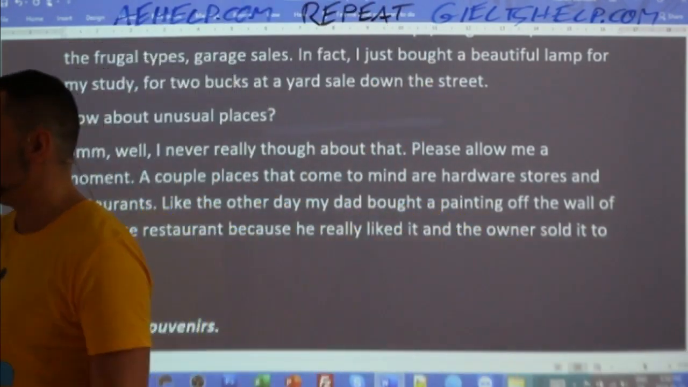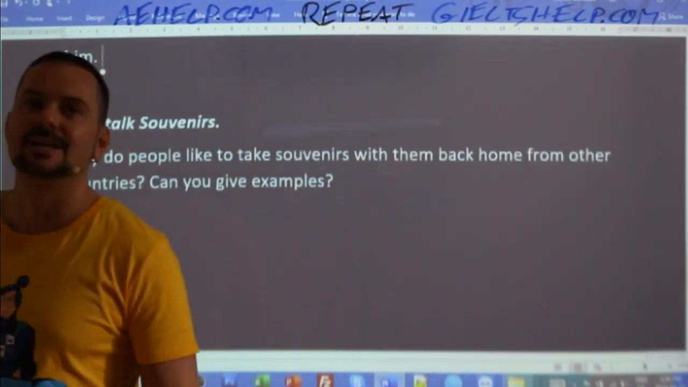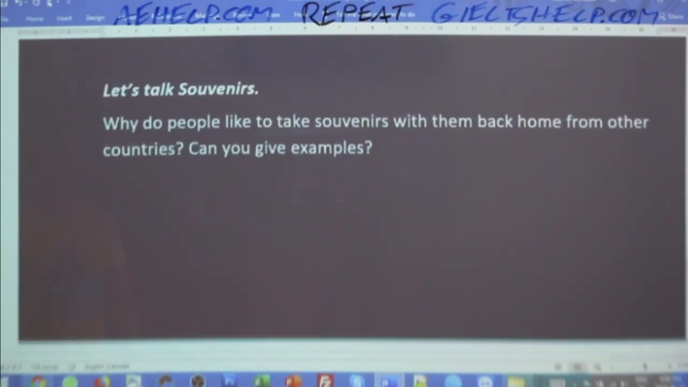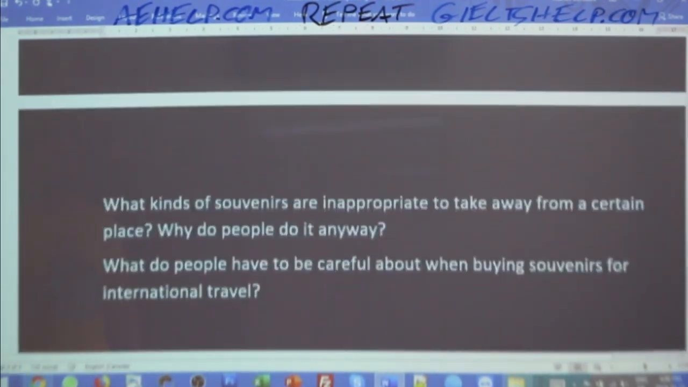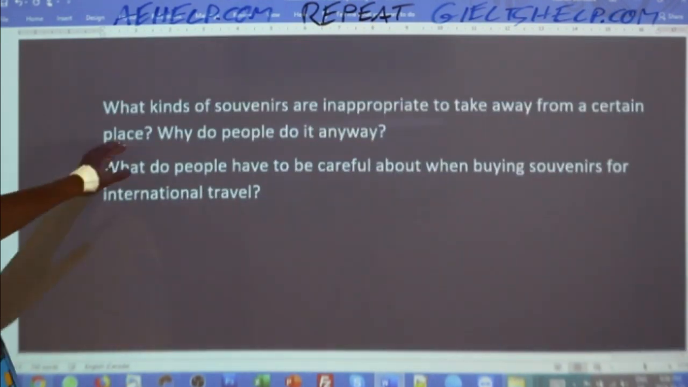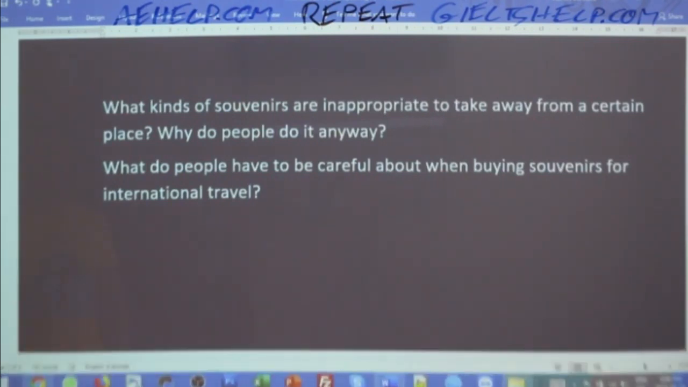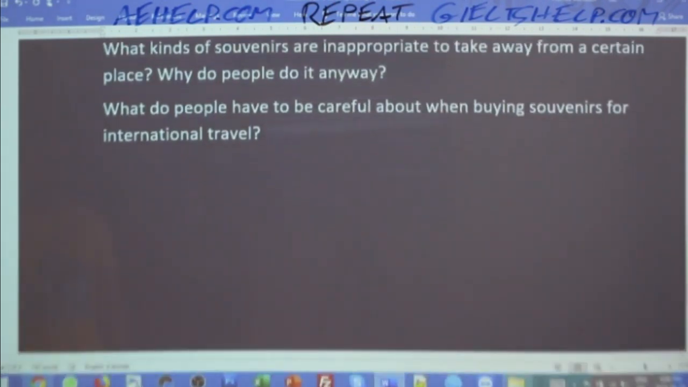Okay? All right. Now, if you're doing a good job, the examiner will ask you some more questions, like let's talk about souvenirs. Why do people like to take souvenirs with them back home from other countries? Can you give examples? What kinds of souvenirs are inappropriate to take away from certain places? Why do people do it anyway? What do people have to be careful about when buying souvenirs for international travel?